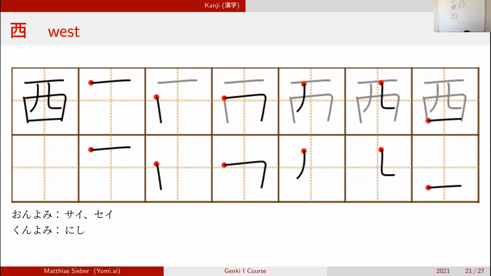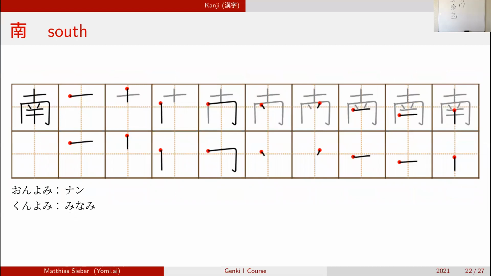Nishi, and then of course, same thing. We have Nishi, and we would have Nishiguchi for west exit as well. Let's do south next, Minami, which is just a little bit more complex. Oops, this is going to be a little small. Oh gosh, I need to practice writing more. Close enough. So that by itself is Minami.